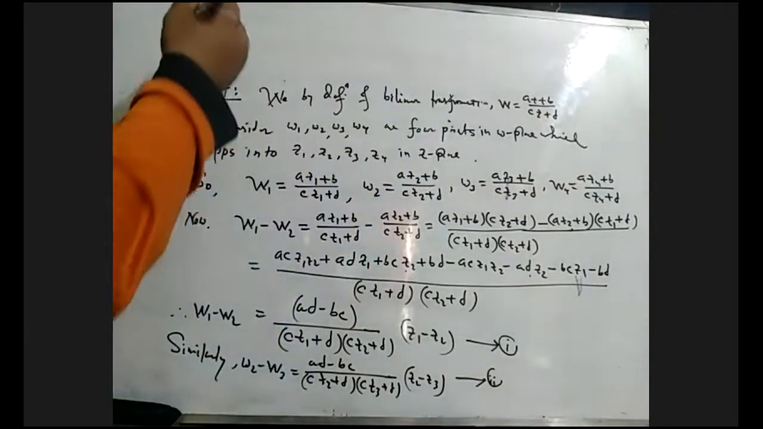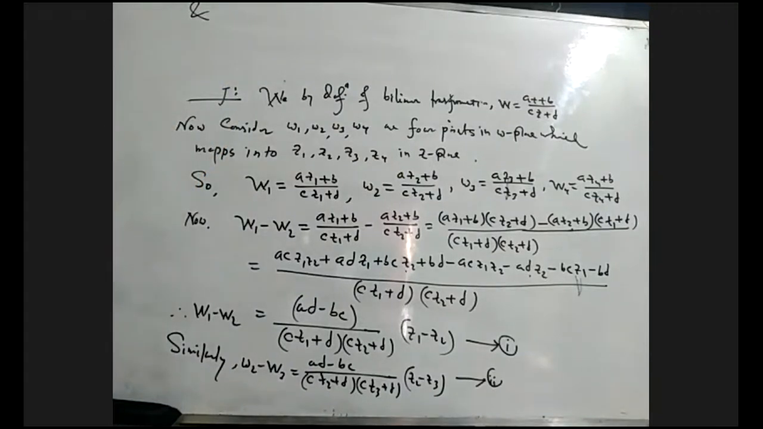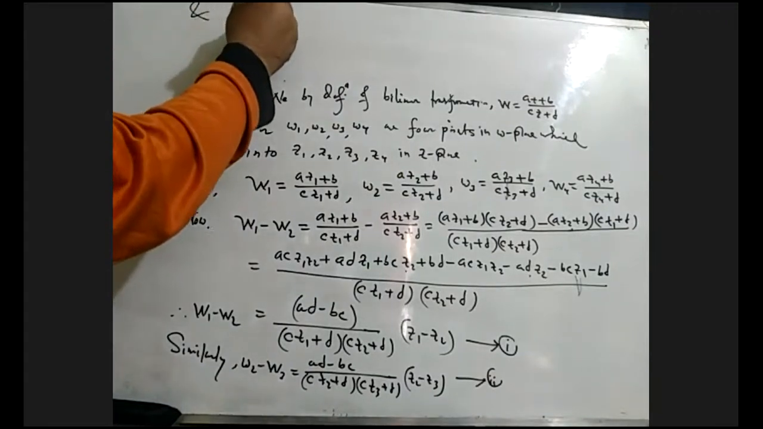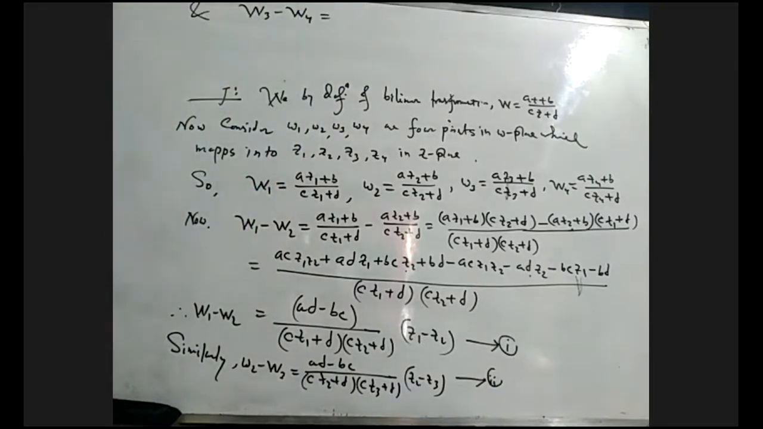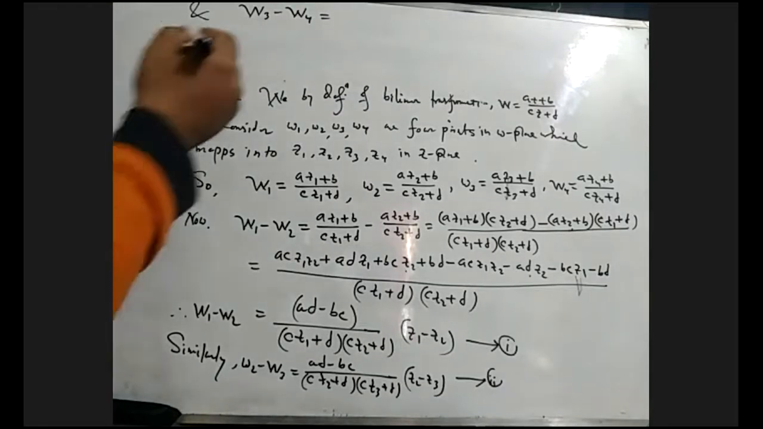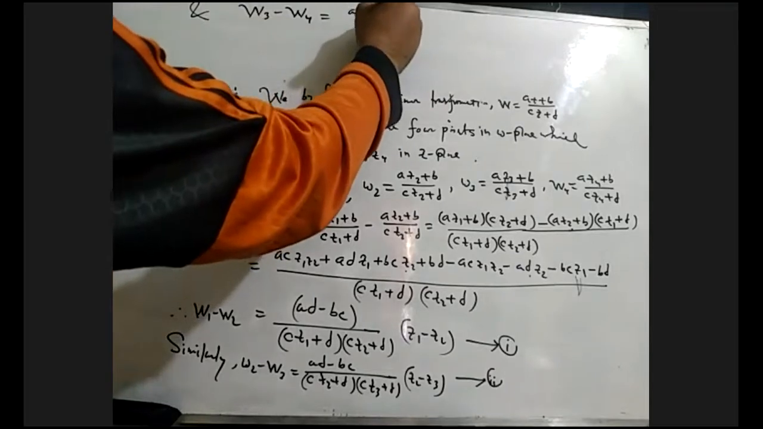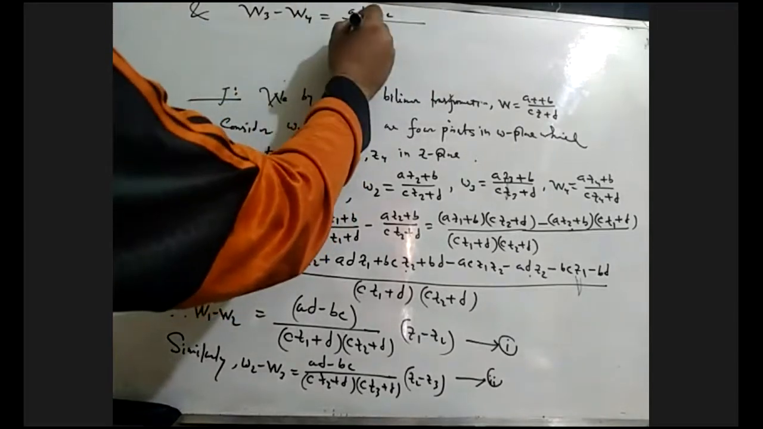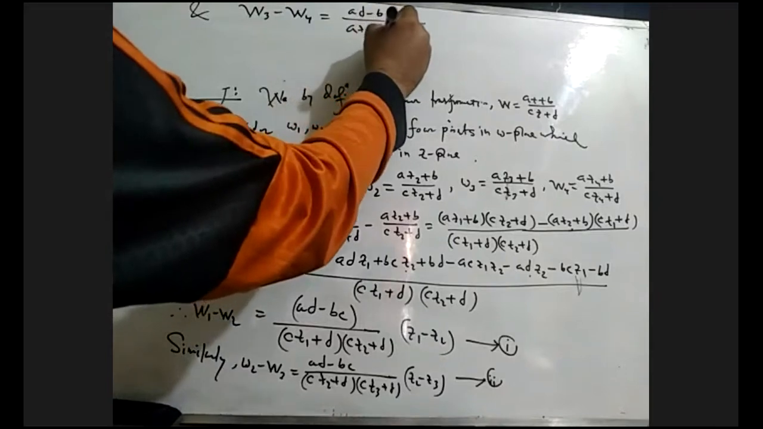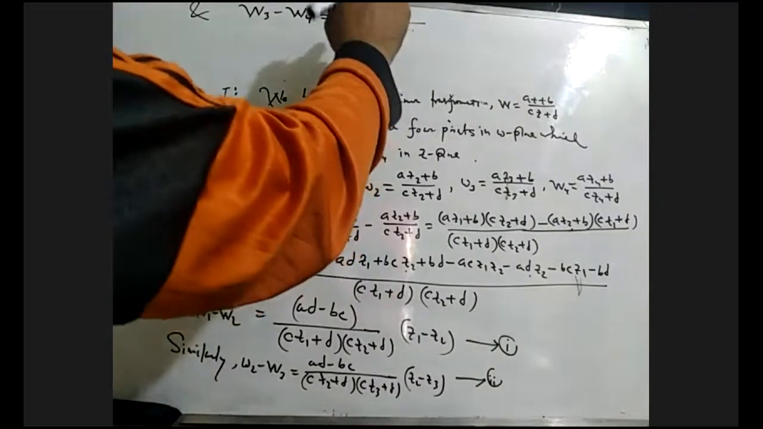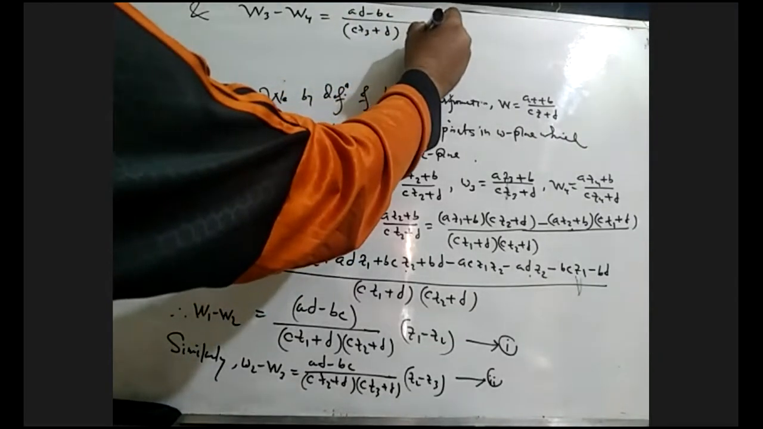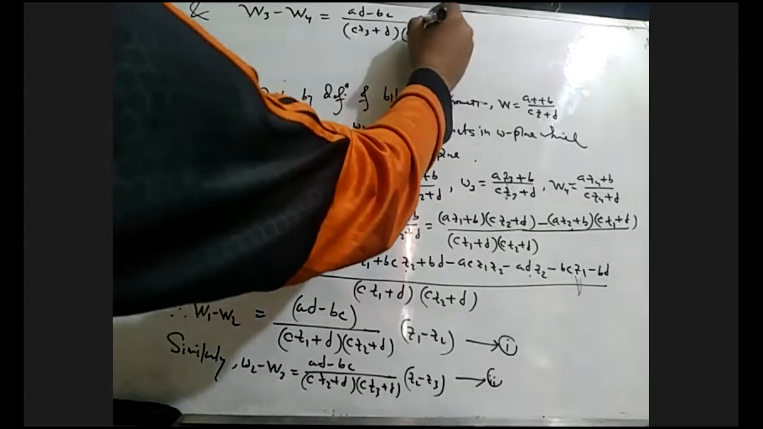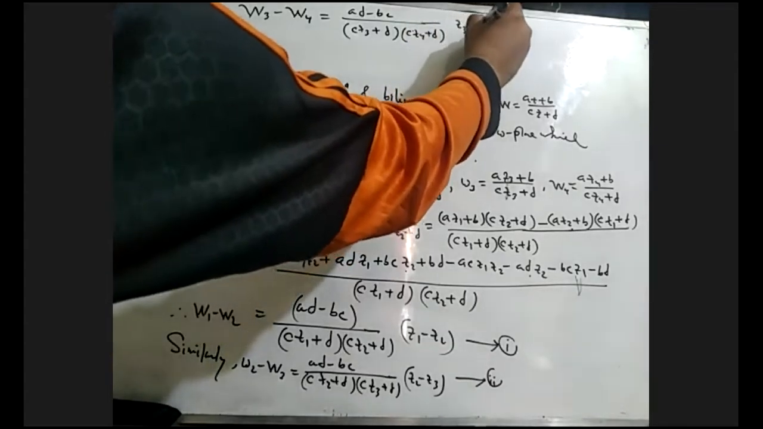And W3 minus W4 equals to what will be? Similarly, (AD minus BC) divided by (CZ3 plus D), (CZ4 plus D) equals to what will be? Z3 minus Z4.